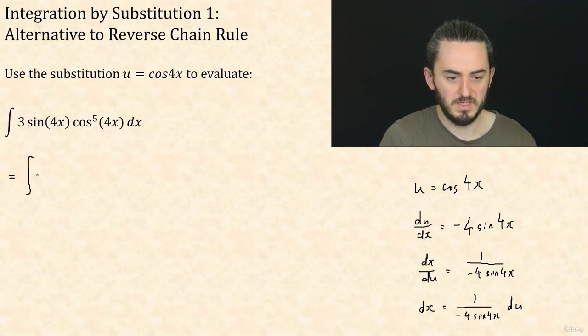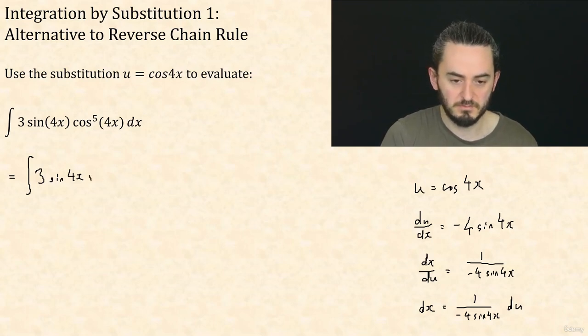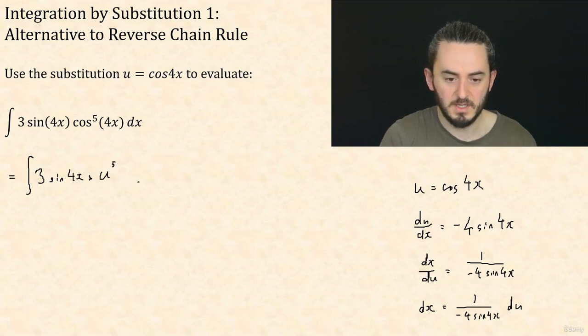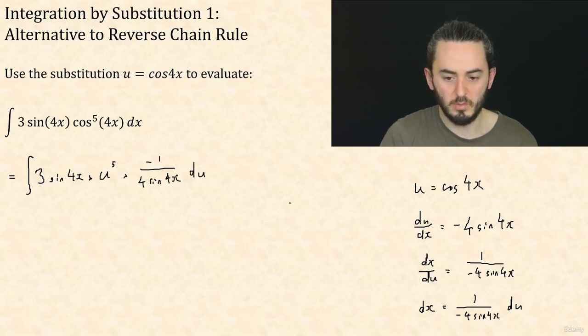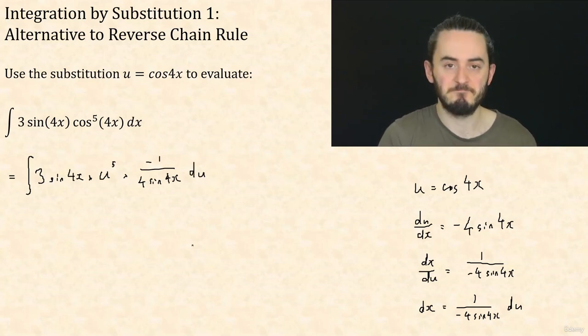So what have I got? Well, I've got 3, not really doing anything with that. I can't as yet do anything that useful with sine 4x, so I'll just leave that there. I'm only subbing in the things which are really obvious that I can use my substitution for. Okay, cos to the 5 4x, well that's just u to the 5. So I've got u to the power of 5 here, and then dx we figured out over here, it's minus 1 over 4 sine 4x du.